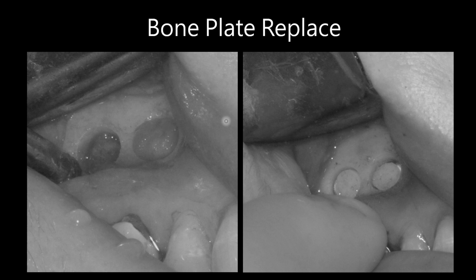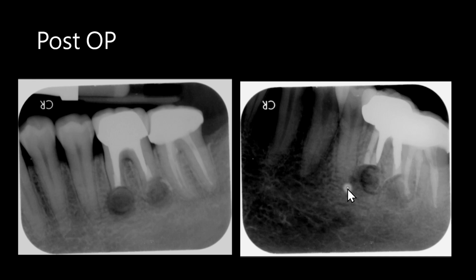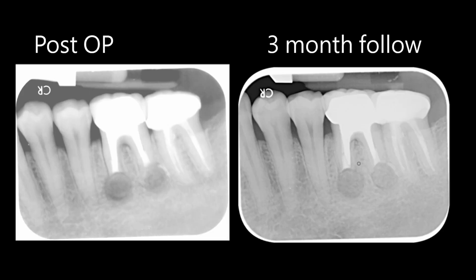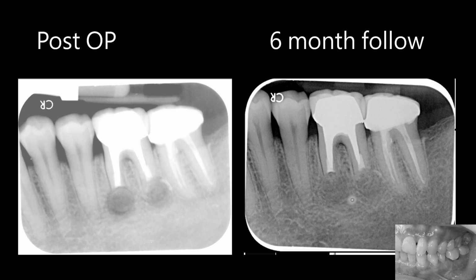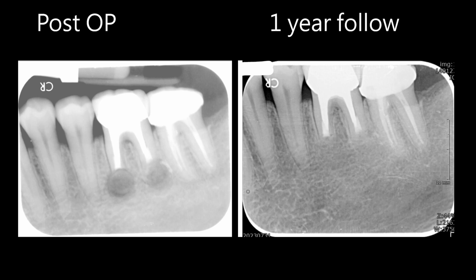After all the procedures, I put the bone plate that I removed previously with the trephine back into the bone window. And this is the post-operative image. You can see the root was cut, and a little bit of the image of the bone plate put back. And this is the 3 months follow-up, and this is the 6 month follow-up. As you can see, the apical lesion is almost healed, and the patient is without any symptom or sign. This is the 1 year follow-up. At 1 year, you can almost not see the apical lesion here.